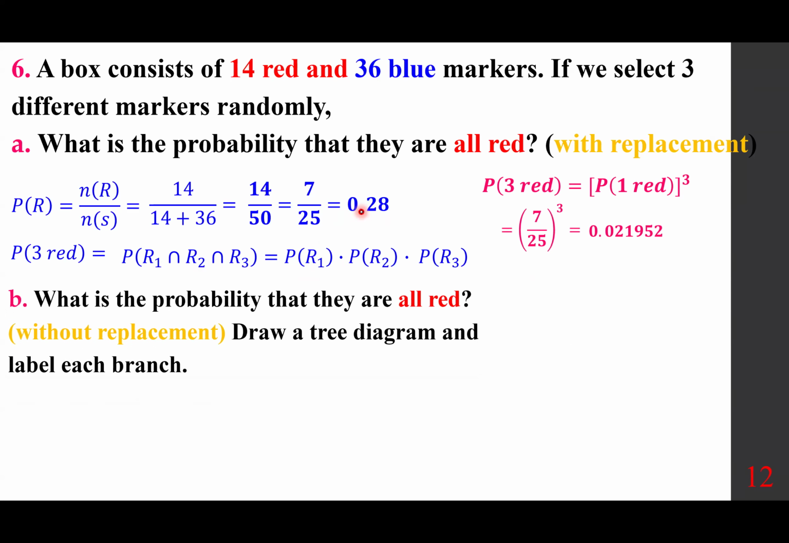Now, what about this one? We are going to repeat the question, but here's the difference. What is the probability that they are all red without replacement? Draw a tree diagram and label each branch. By the way, this is really a more proper way. If they don't mention with or without replacement, it means without replacement. So it's important to understand what happens here.